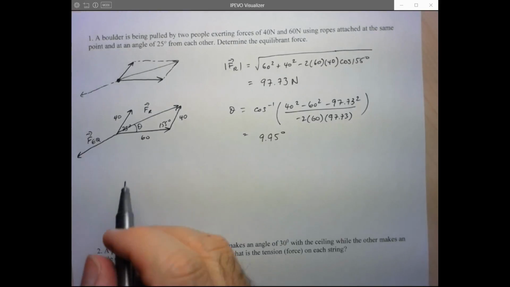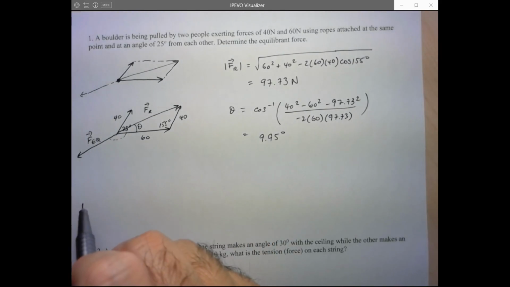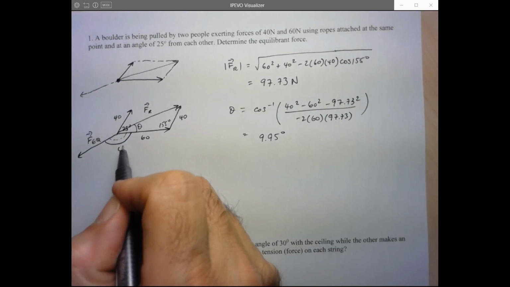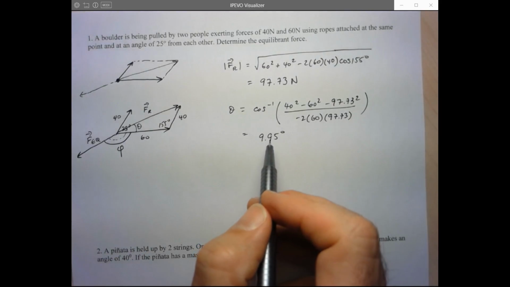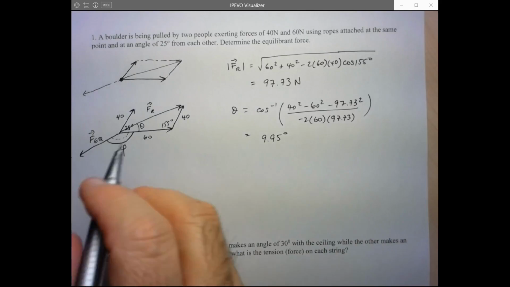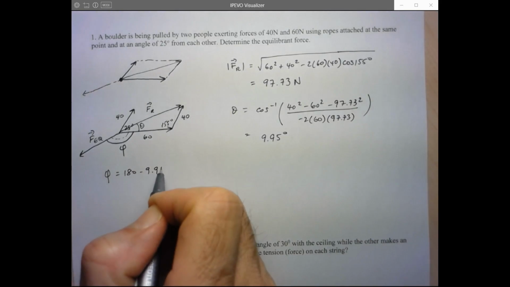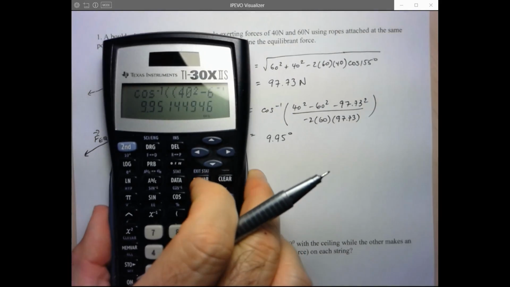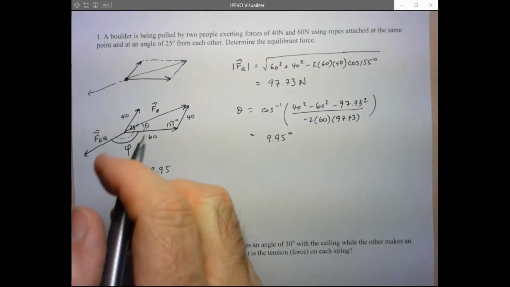All right, but this is where, well, these are just opposites, meaning this whole angle is 180. So if I want to find this angle, let's say I call it phi, well, phi is just going to be 180 minus 9.95. Okay, so phi here is equal to 180 minus 9.95. And of course, we could calculate that in our heads, but let's just be careful. So 180 minus 9.95, and that's 170.05.